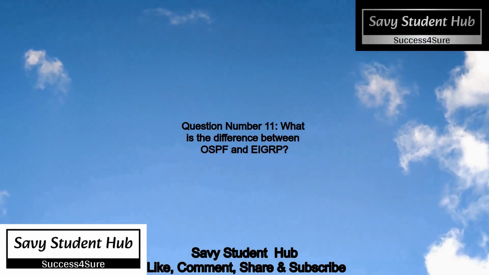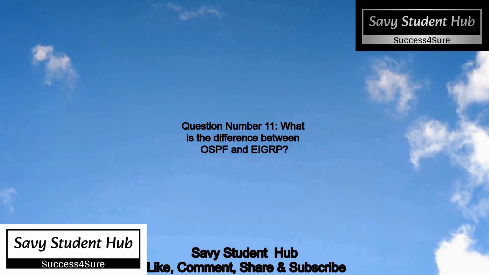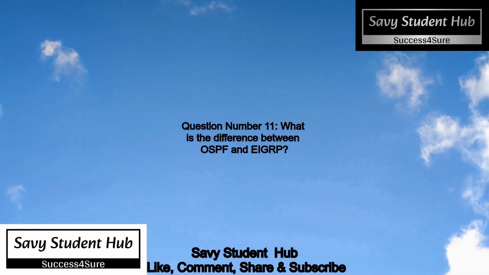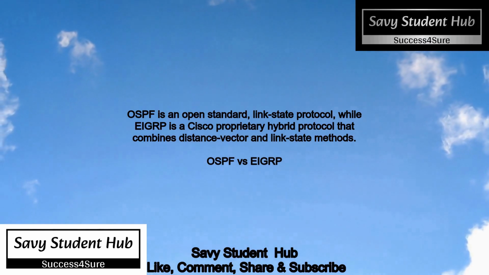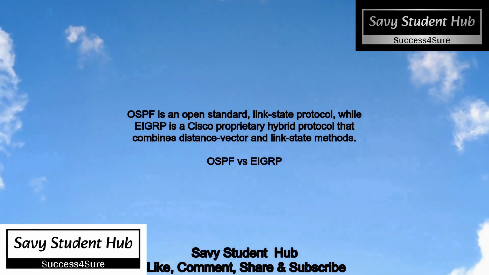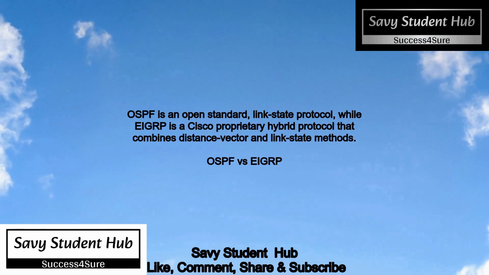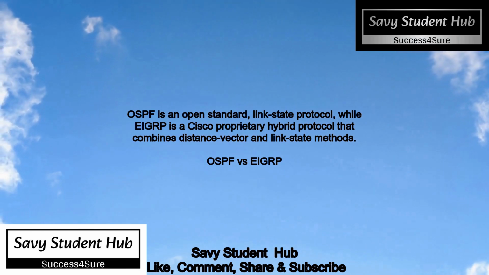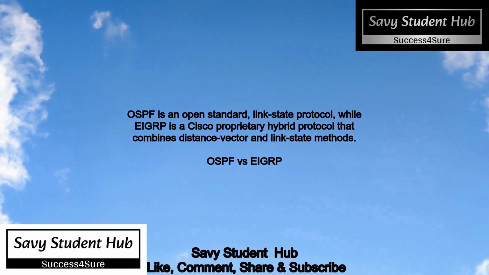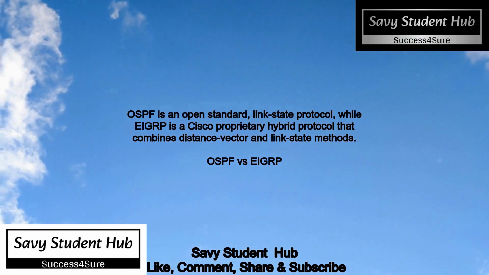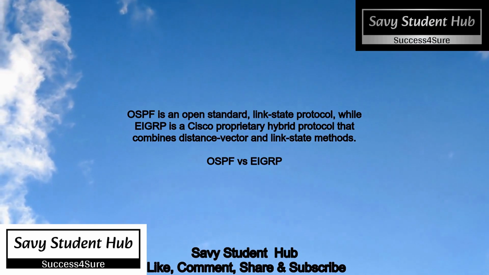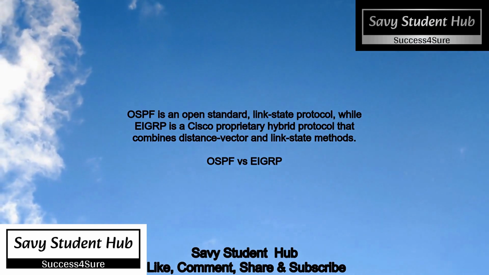Question number 11. What is the difference between OSPF and EIGRP? OSPF is an open standard link state protocol, while EIGRP is a Cisco proprietary hybrid protocol that combines distance vector and link state methods.